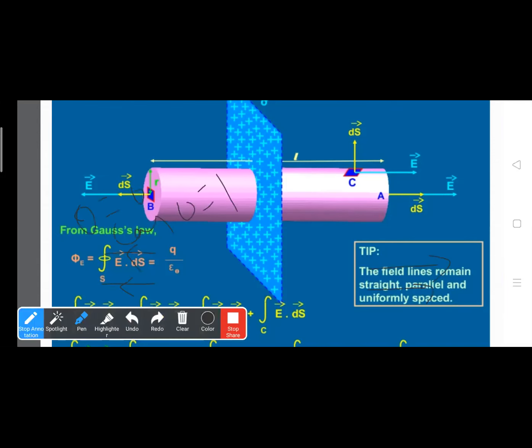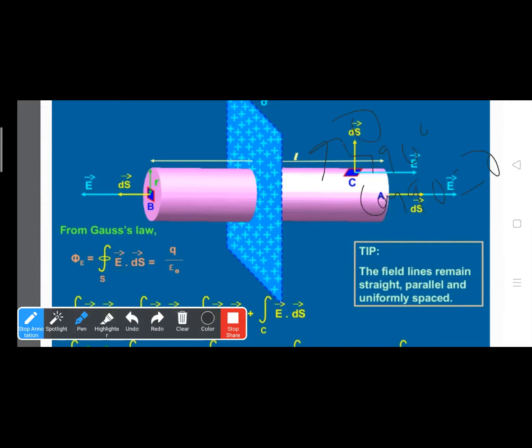Now from point C, we see that E and dS are perpendicular to each other. That means theta is 90 degrees, so cos 90 is 0. The flux passing through this surface will be 0.